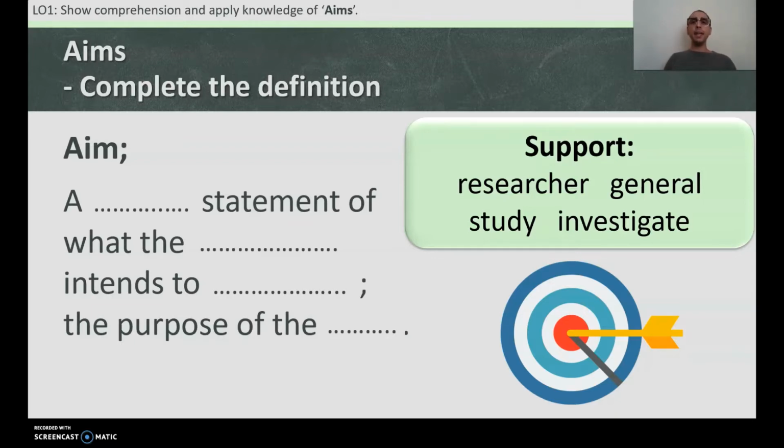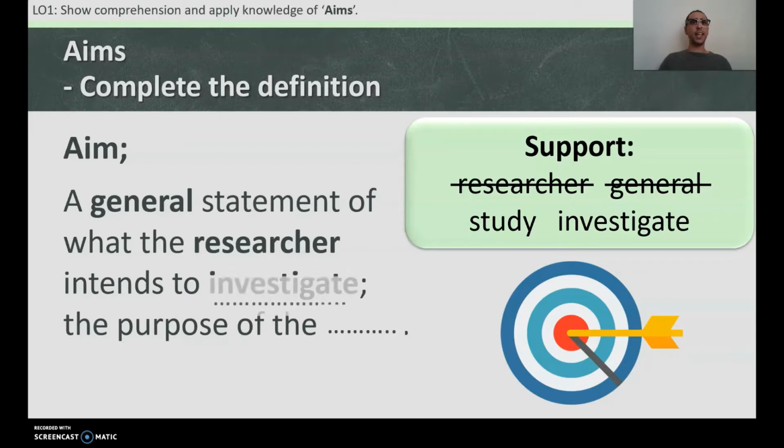So, an aim is, I'm going to go with, a general statement of what the researcher intends to... Did you say study? Well, you're wrong. It's investigate. The purpose of the study. There we go. We did it together. Aim: a general statement of what the researcher intends to investigate and the purpose of the study.